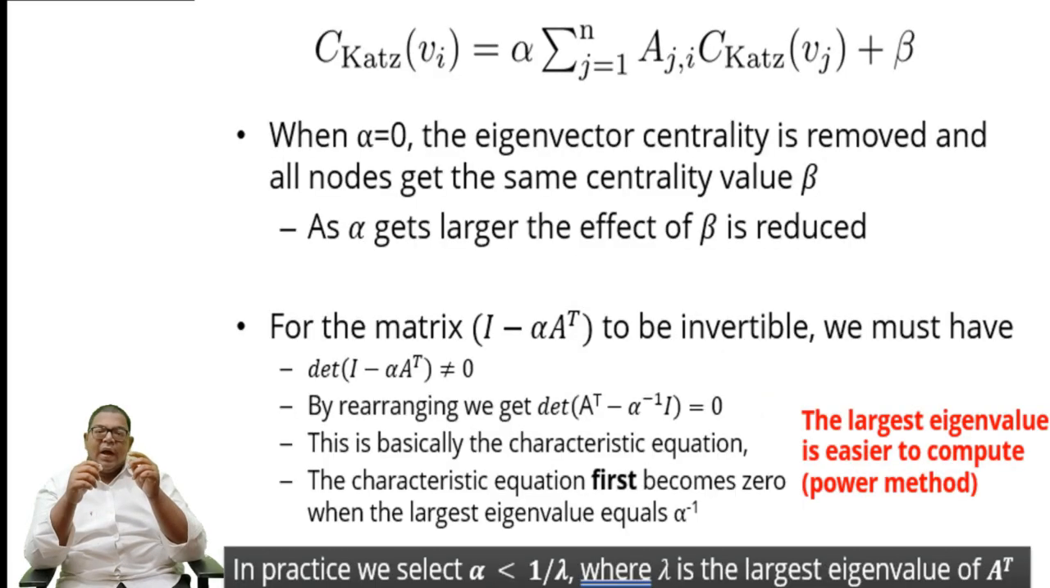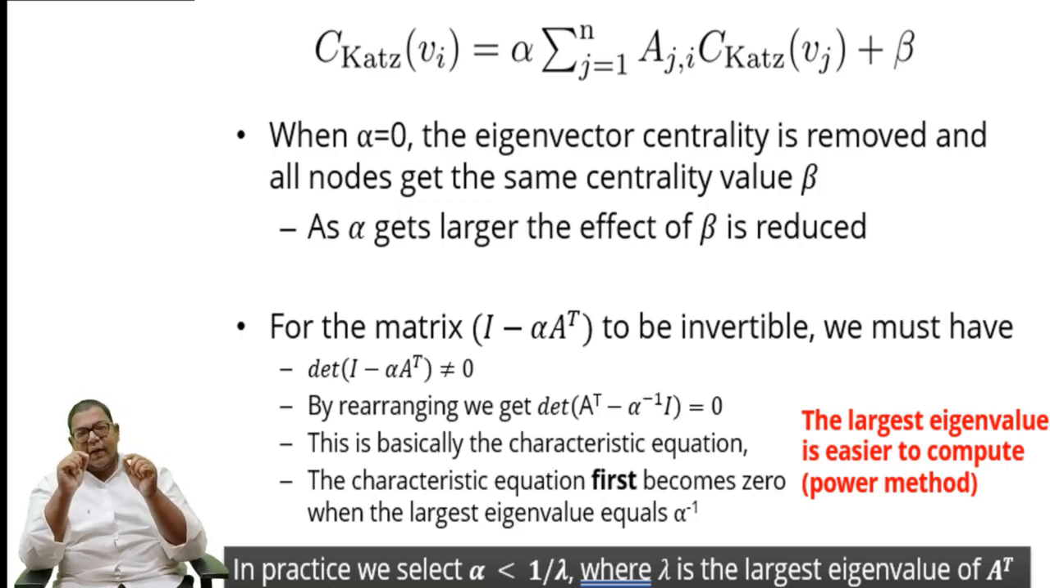Regarding tuning alpha and beta: alpha controls the weight of longer walks, and with a smaller alpha, Katz centrality looks similar to degree centrality. With a large alpha, but still less than 1 by lambda maximum, Katz centrality approximates eigenvector centrality. Beta provides the baseline importance, preventing nodes from dropping to 0.